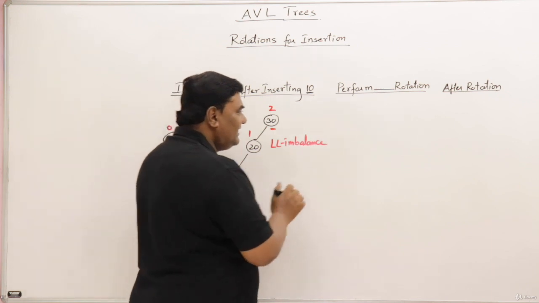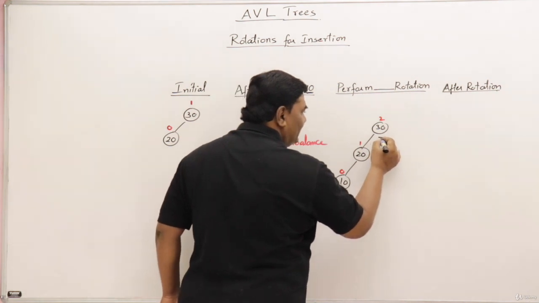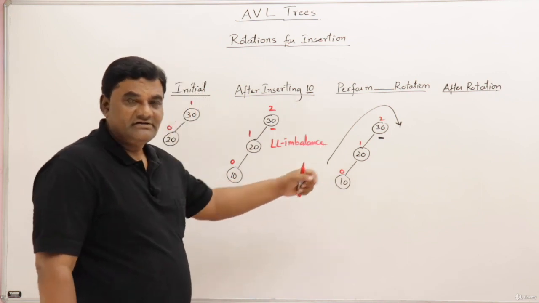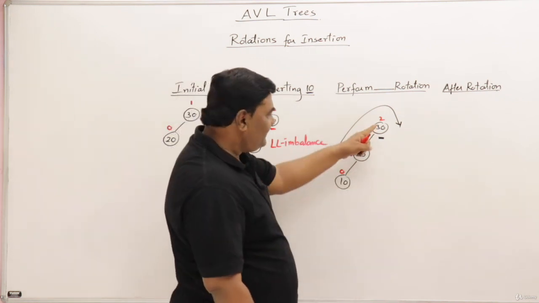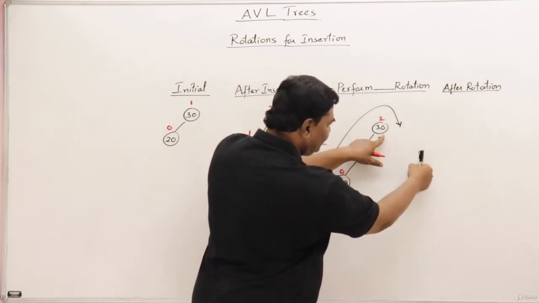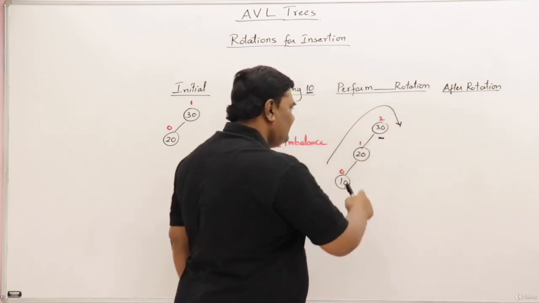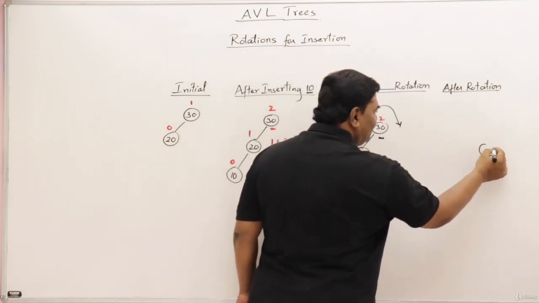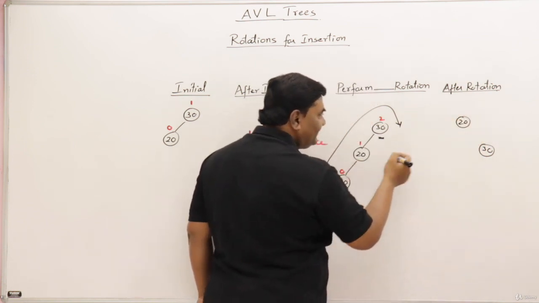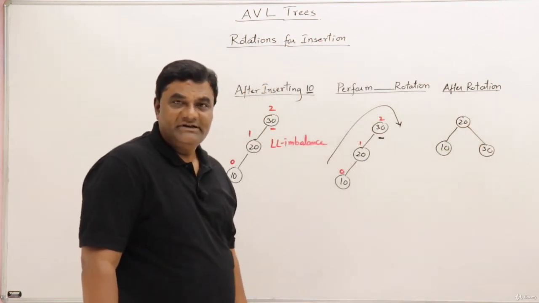Now for LL imbalance, how to perform rotation? Let us take the tree once again here. We'll perform rotation around this node. We'll perform rotation in this direction. So what does it mean by rotation? Imagine that this is a thread. Keep your finger here and pull the thread on this side. If you pull the thread, it will rotate around this finger, right? So when it rotates around this finger, 30 will come on this side and 20 will move up to here and 10 will move a little above its position. So the tree looks like this. This is the meaning of rotation.